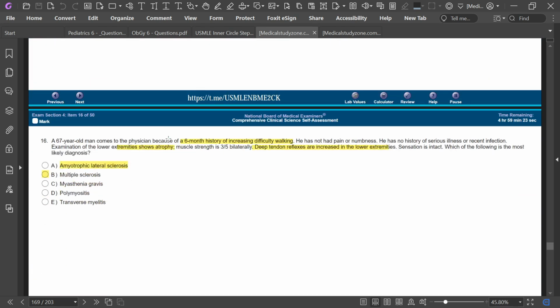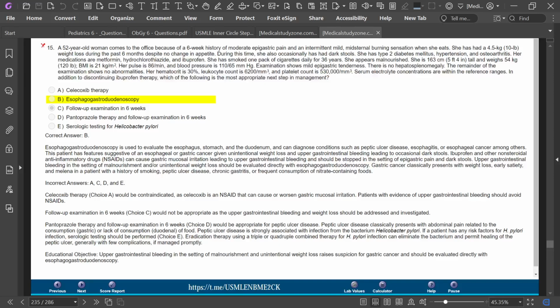So what is your diagnosis? I guess ALS. Yes. If there is muscle atrophy, that is lower motor neuron, and deep tendon reflexes increased is upper motor neuron. So with both upper motor and lower motor neuron signs, the diagnosis is mostly ALS.